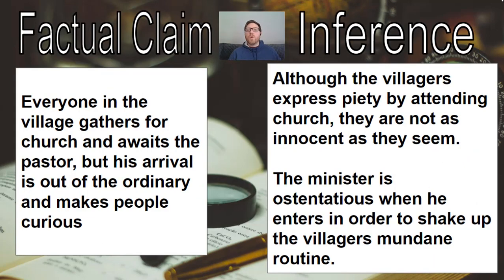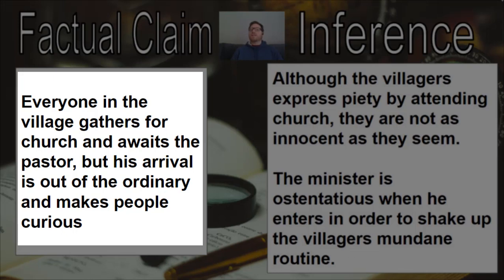So we've learned before the difference between making a factual claim of just stating what the text is saying and making an inference, reading between the lines. And so here's an example of that. A factual claim I might get when talking about diction and tone from this passage is that everyone in the village gathers for church and awaits the pastor, but his arrival is out of the ordinary and makes people curious.